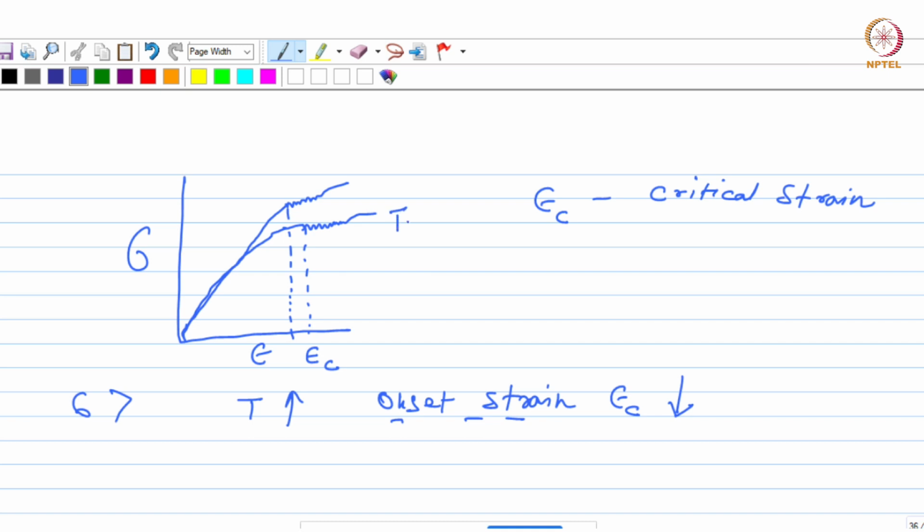That can be shown from here. If this is T1 and this is T2, where T2 is greater than T1, then you can see that at T2, the onset strain is lower compared to T1, right? That is because, as I said, as you increase the temperature, the diffusion of the solute atoms will become faster, so they will be able to catch up with the dislocations quickly.